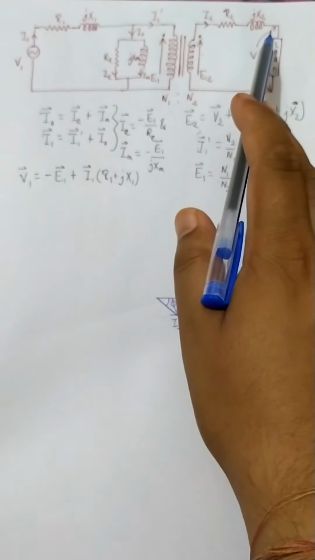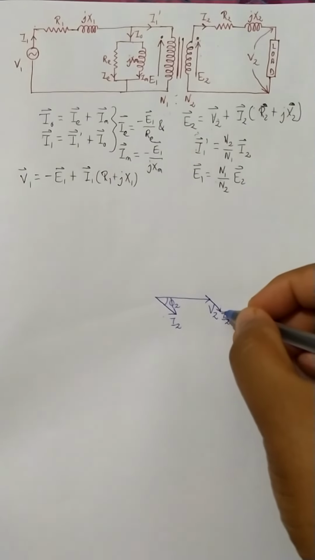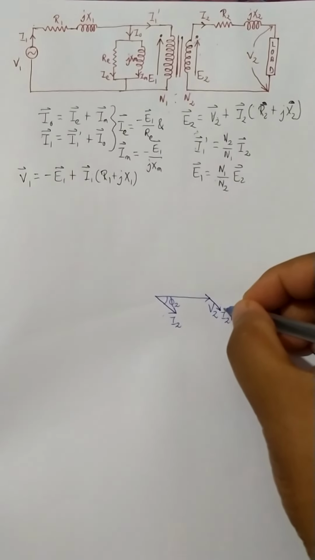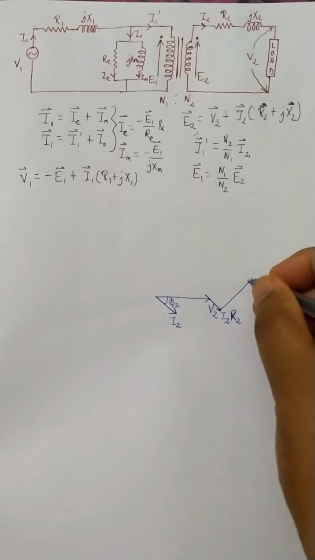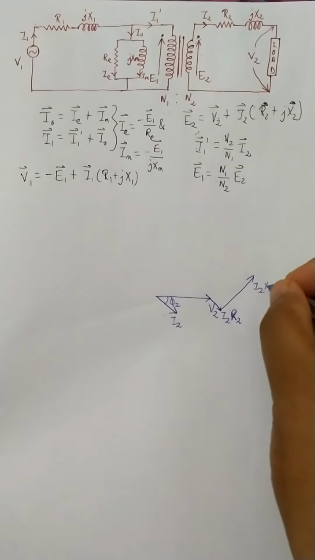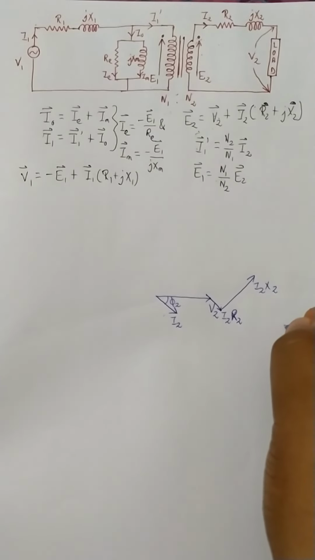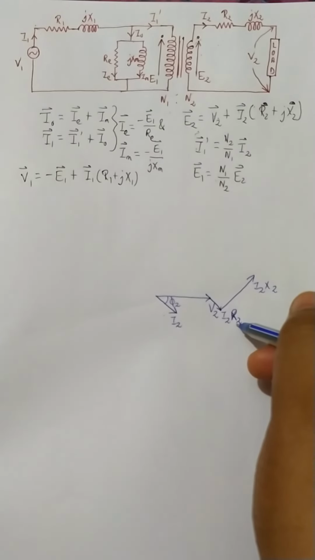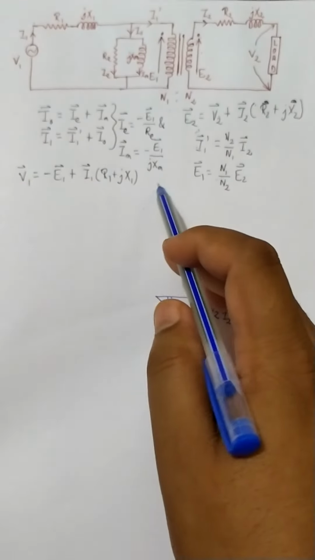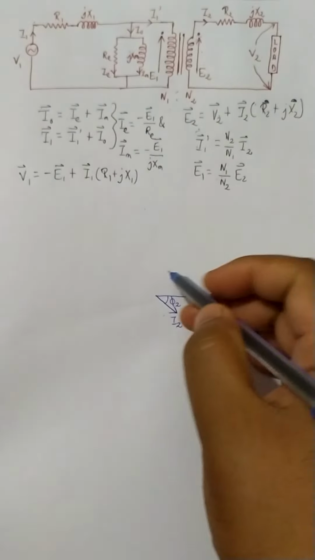The same current I2 is passing through X2. In case of an inductor, current would be lagging, therefore voltage would be leading. So what is going to happen? This should be I2 into X2. Now V2 plus I2R2 plus j I2 into X2, that is basically E2.